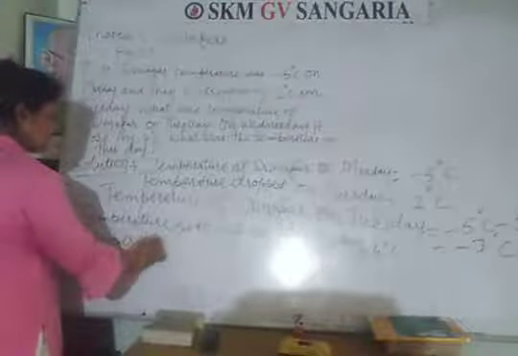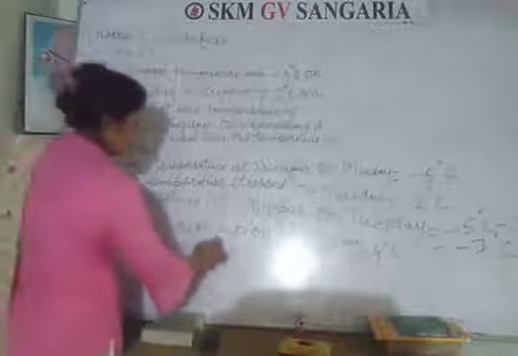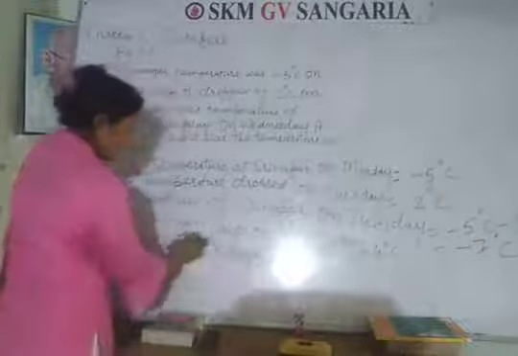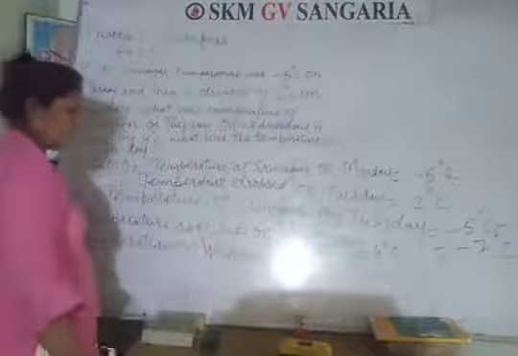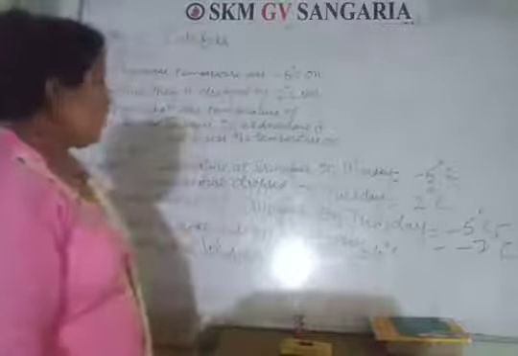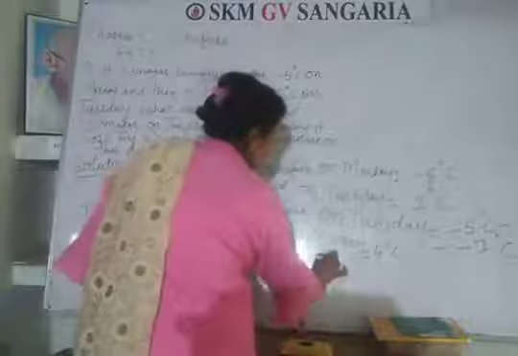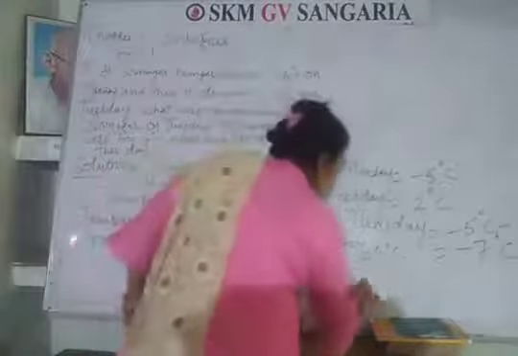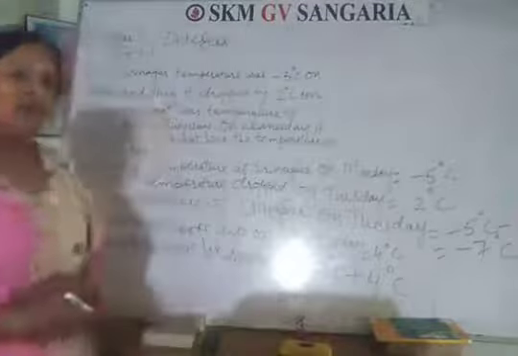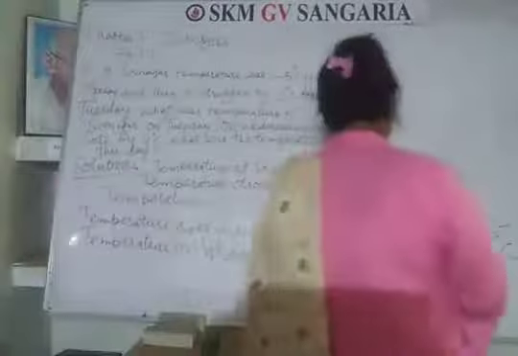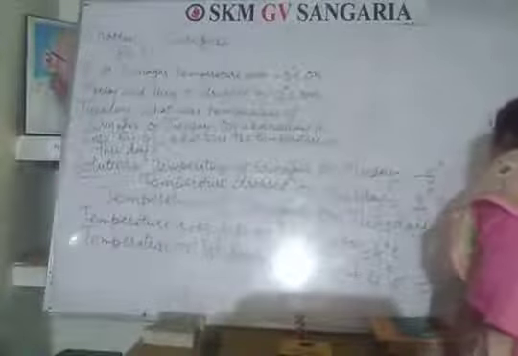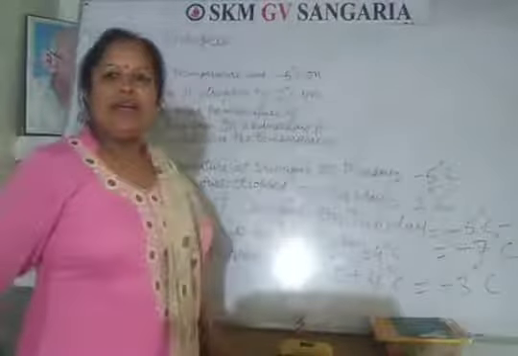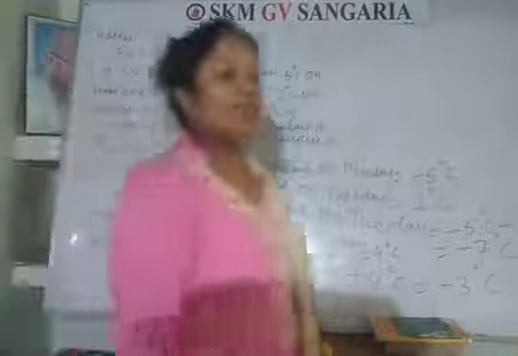Temperature on Wednesday, and this is a day of the week, so capital W, Wednesday. On Tuesday it was minus 7 degrees Celsius. Now it has risen up how much? 4 degrees Celsius. So when it rises, we will add. When it drops, we will subtract. Minus 7 degrees Celsius plus 4 degrees Celsius is equal to minus 3 degrees Celsius. So the temperature on Wednesday will be minus 3 degrees Celsius.